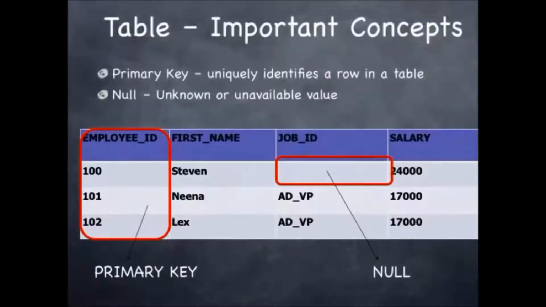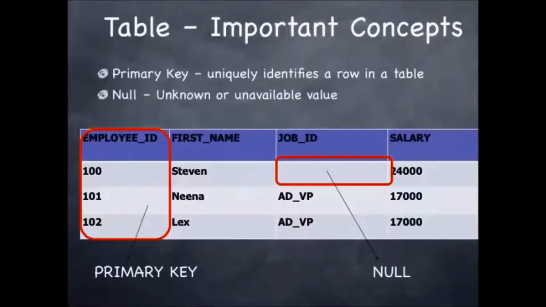We'll now look at some important concepts associated with tables. This specific slide shows you two concepts. One is the primary key and the other is the null value. To understand what is meant by primary key, take a look at the data in the employees table. There are 3 rows for the 3 employees in the company. Have a look at the second row where the employee's ID is 101. The name of that employee was Nina. The employee's job ID was AddVP and she earned a monthly salary of 17,000.